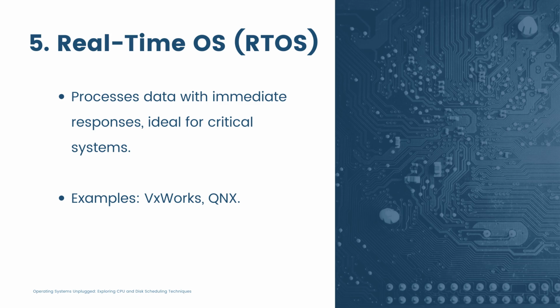The fifth one is the Real-Time OS or the RTOS. This operating system is designed for immediate responses. For example, in an industrial automation system, the RTOS ensures that a robotic arm receives and executes commands in real time to maintain precision and safety.